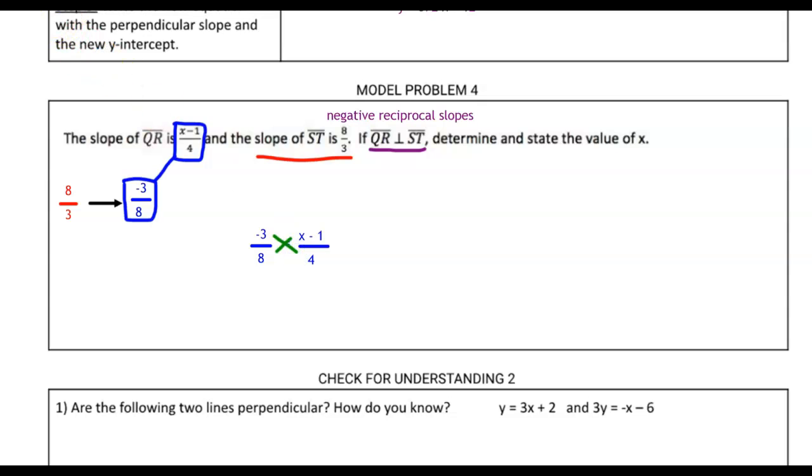An algebra problem. All right, once we cross multiply, we get 8 times x minus 1, which is here, equals -3 times 4, which is -12. Distributive property here, add 8 to both sides here, and solve for x. And remember, we were asked to determine and state the value of x. That's all that we would have to do.